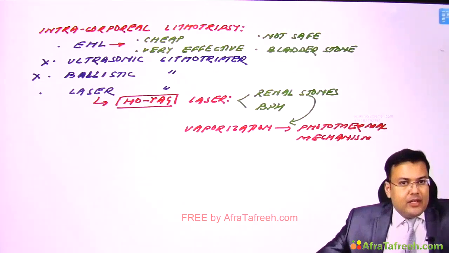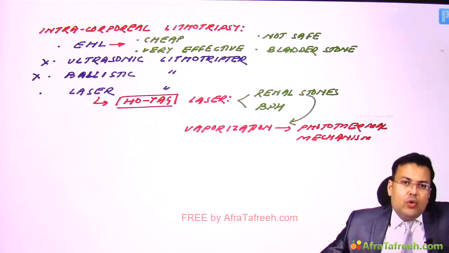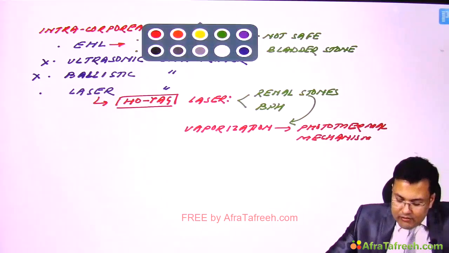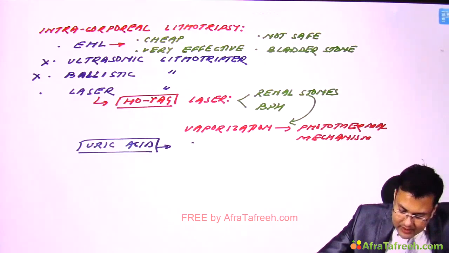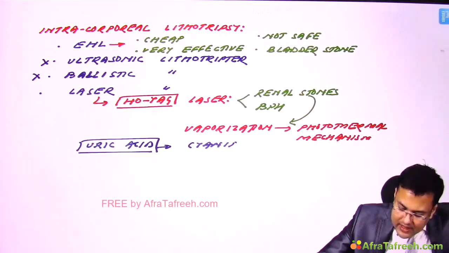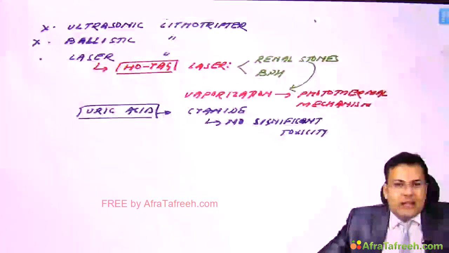Second, especially if patient is having uric acid stone and you are using the holmium-Yag laser over the surface of uric stone, what happens? There is production of cyanide. This was the question asked in AIIMS. So if patient is having uric acid, because of use of laser, what's the problem? There is production of cyanide, but there is no significant toxicity of this cyanide.